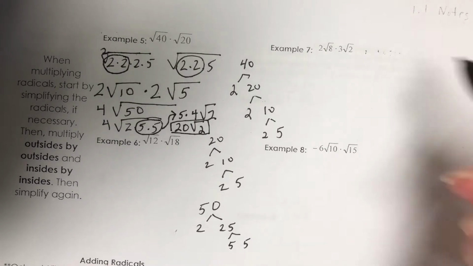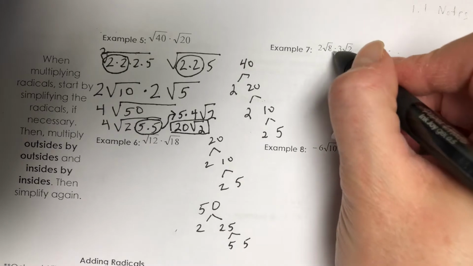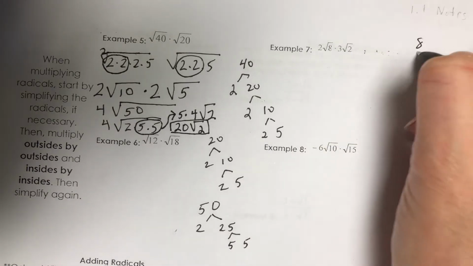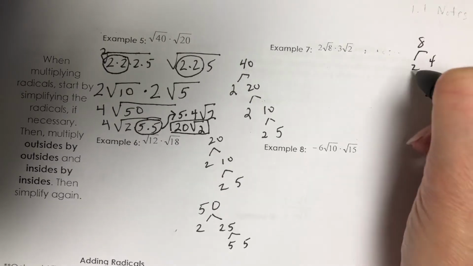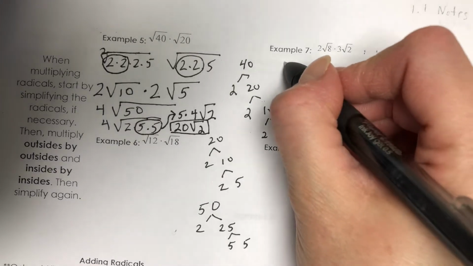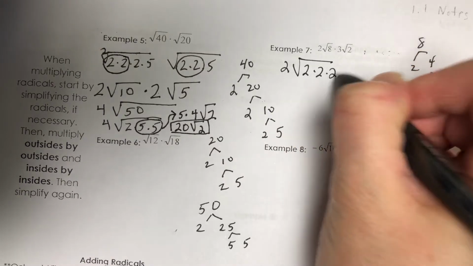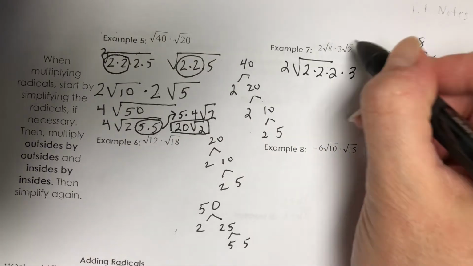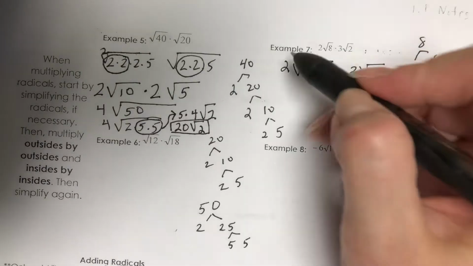Okay, so same directions. Simplify the inside first. So 8, if I factor it, it's 2 times 4. 4 is 2 times 2, so it's 2 times 2 times 2. So we have 2 square root 2 times 2 times 2 times 3. And then I can't simplify the 3 inside, so I'm going to just bring it down.